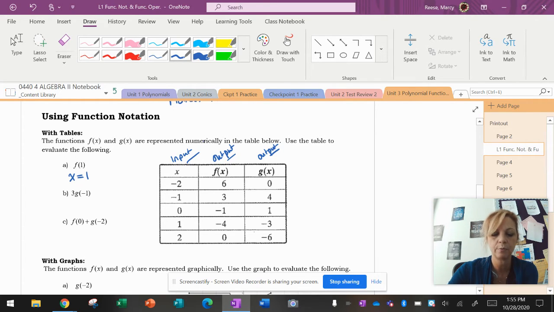So my first problem here, they want me to look at the f function. So f of 1 means when x is equal to 1. So I come here when x is equal to 1. My result is -4, right?